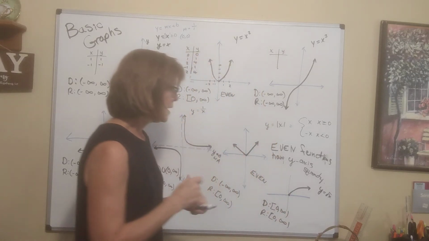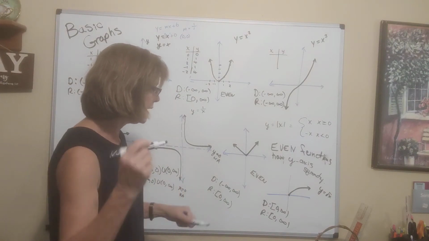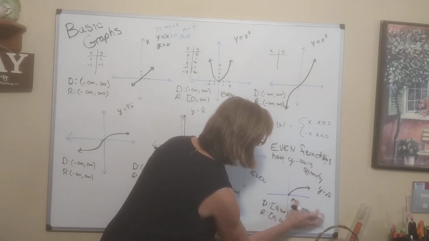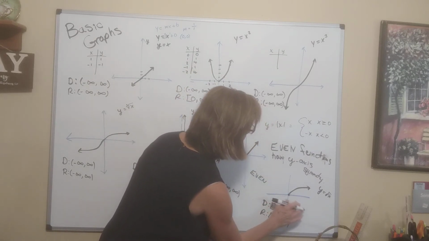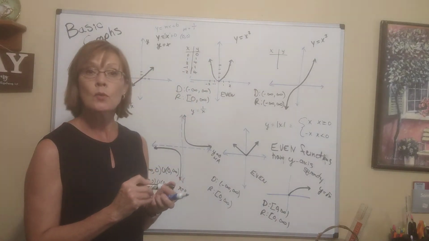All right, so let's see. Is this guy even? Look on the other side. No, I don't see anything. This is not even, so he cannot get the label even. So an even function just simply means it's symmetric about the y-axis.